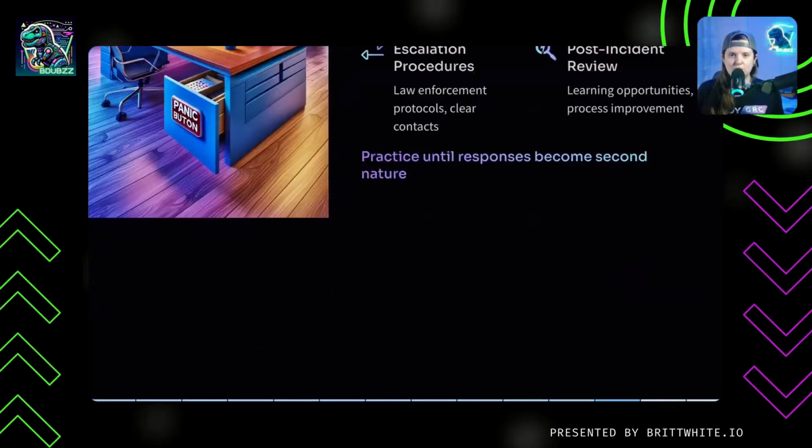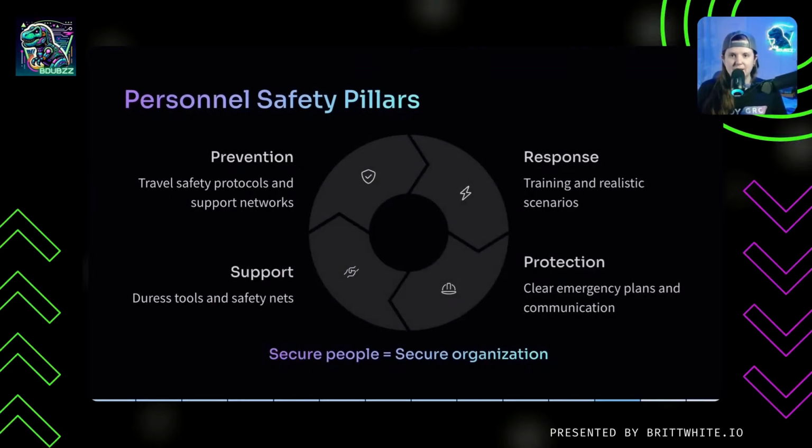Now there's 4 essential pillars of personnel safety. First is prevention, focusing on travel safety to keep our road warriors secure. We're talking VPNs, solid emergency protocols, and those local support networks that have your back when you're halfway around the world. The second pillar is response. This is about training and keeping your team sharp and ready. We run realistic scenarios and make sure everyone stays up to date with regular security updates. Remember that when something happens, you always fall back on your training.